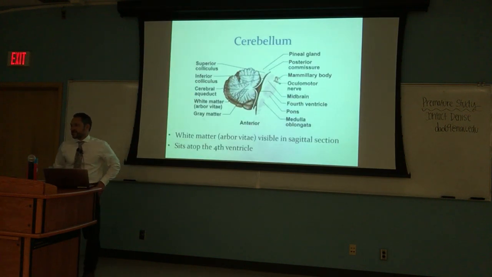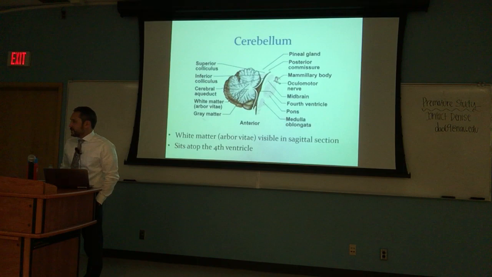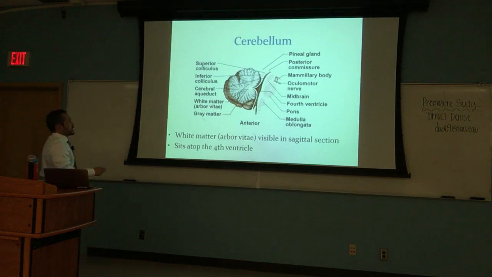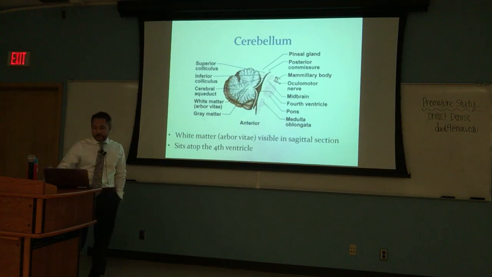Many of you have seen this slice where you look through in a cross-sectional view and you can see the arbor vitae, right, or the tree of life. So that's white matter that is tracking within the cerebellum, giving it sort of this cauliflower-like appearance. This structure sits just above the fourth ventricle.